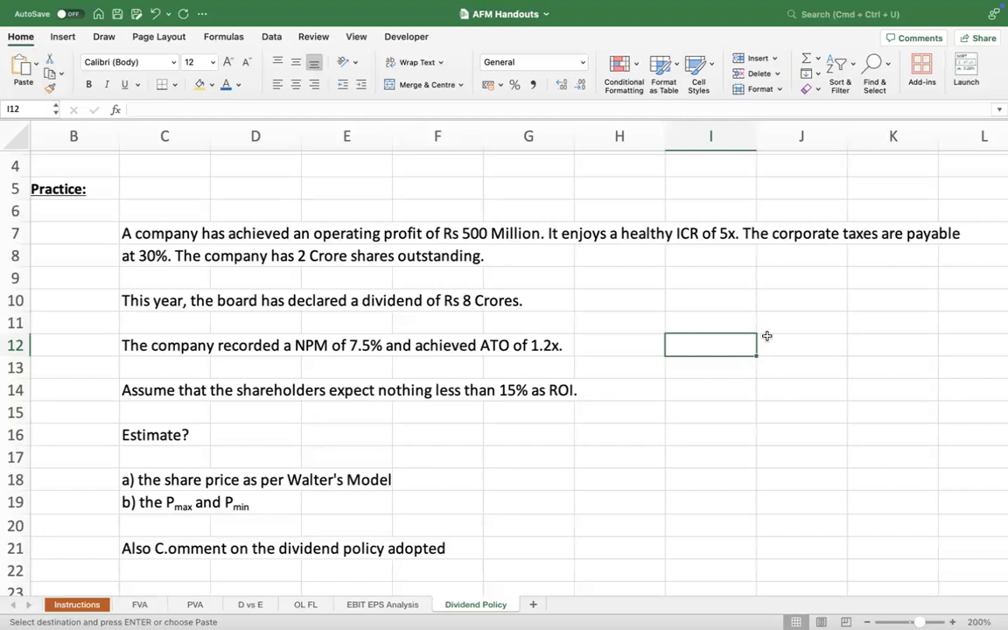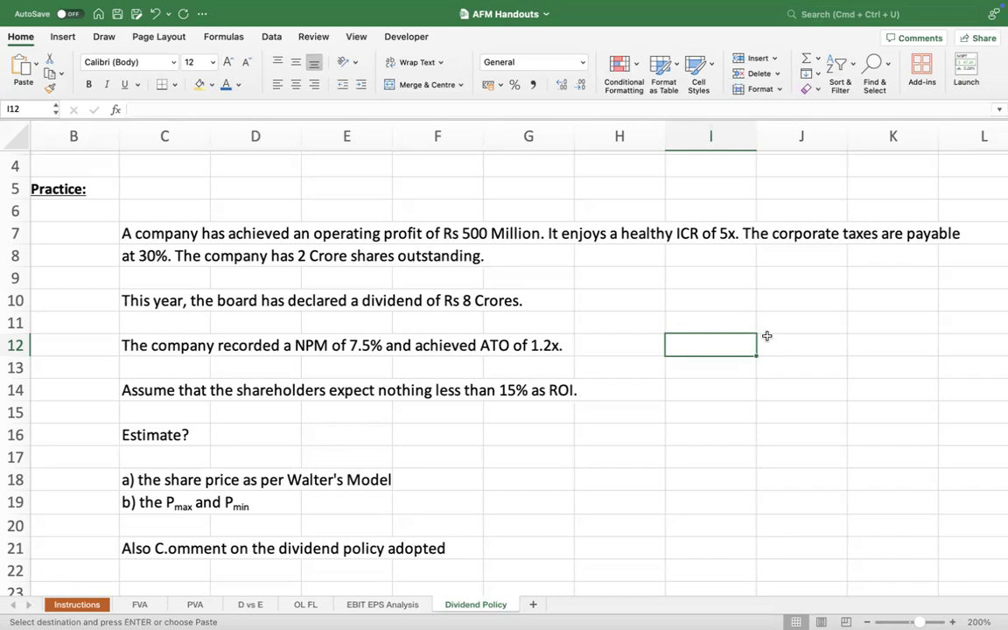The company has 2 crore shares outstanding. This year, the board has declared a dividend of rupees 8 crores. The company recorded a net profit margin of 7.5% and achieved an ATO of 1.2 times. ATO is asset turnover ratio.